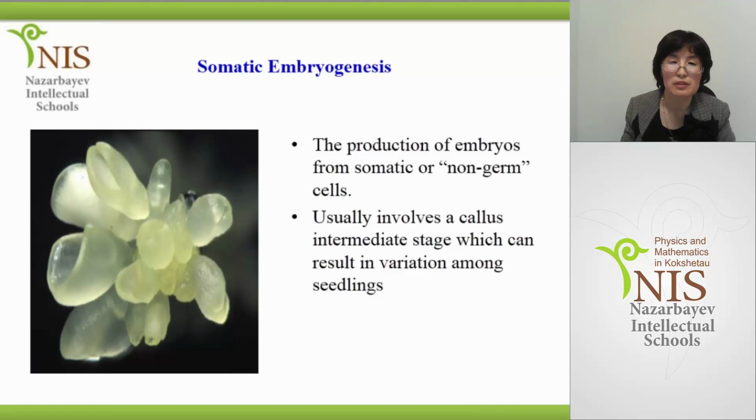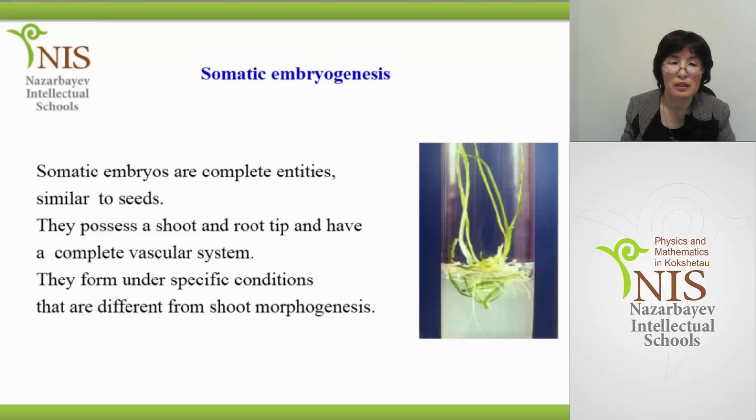The production of embryos from somatic or non-germ cells usually involves a callus intermediate stage, which can result in variation among seedlings. Somatic embryos are complete entities similar to seeds. They possess a shoot and a root tip and have a complete vascular system. They form under specific conditions that are different from shoot morphogenesis.